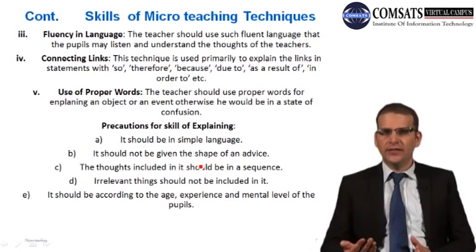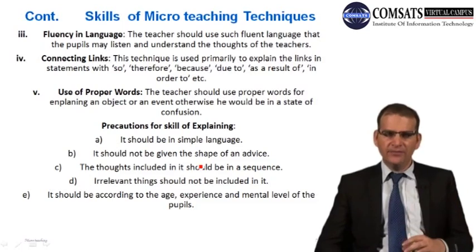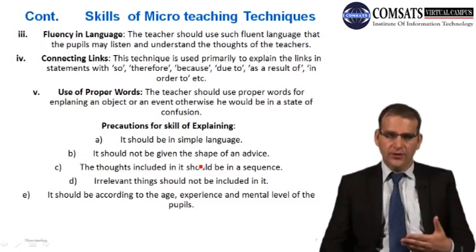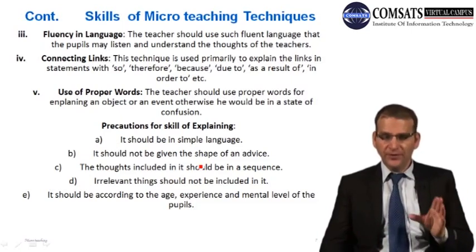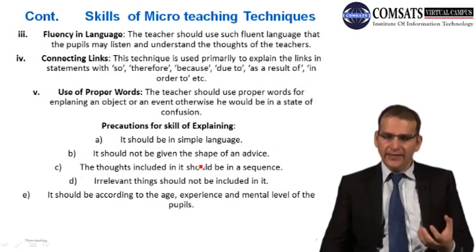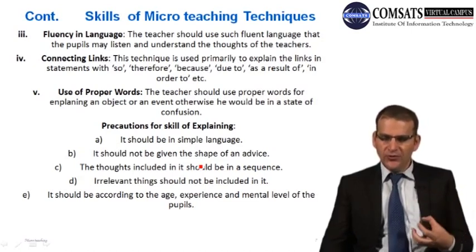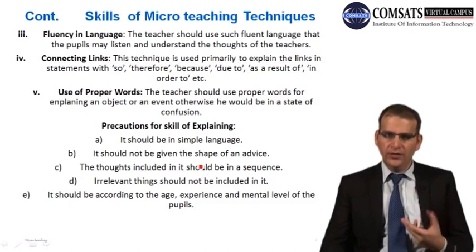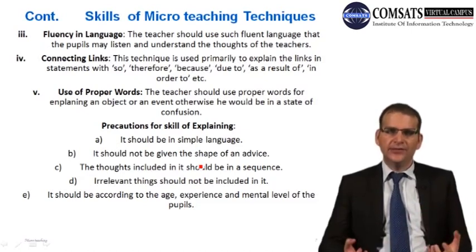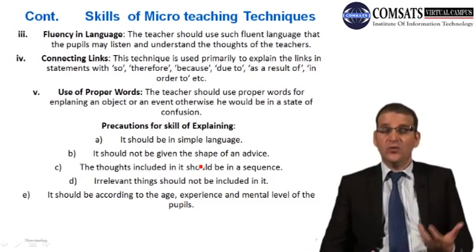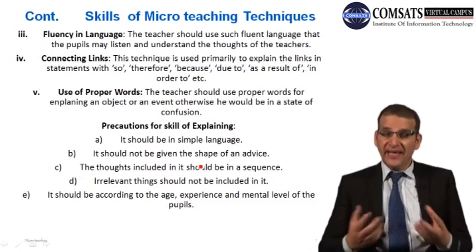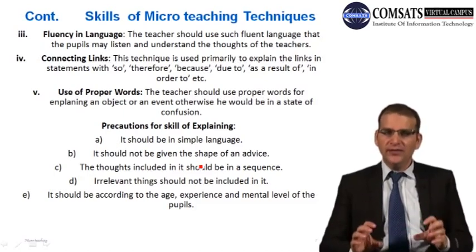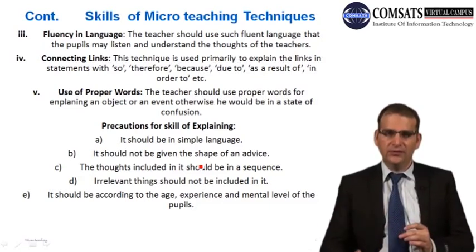Asking them to carry out the exercise, asking them to read and summarize. These are some of the instructions that you need initially, right, once you are a beginner. Also, connecting links, the linkers, right? This technique is used primarily to explain the links in the statement with so, therefore, because, due to, as a result, however, on the other hand, consequently, besides, despite the fact, in spite of the fact. All these are the linkers that you use.